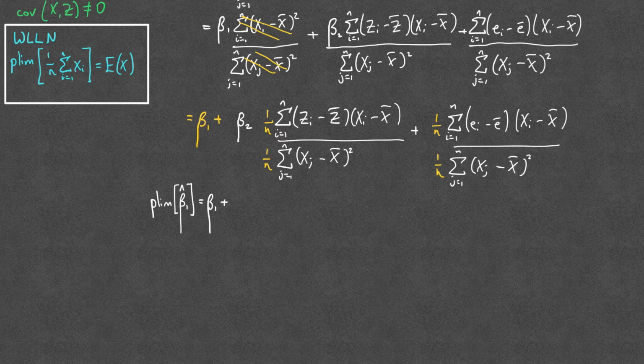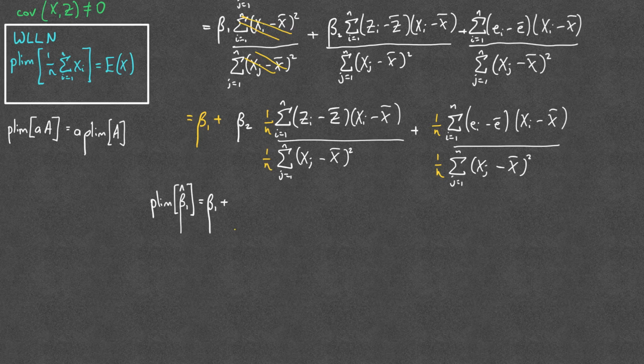Now, let's remind ourselves of some rules of probability limit. The probability limit of a constant a times a variable is just equal to a times the probability limit of that variable. So if we're taking the probability limit of this, it is going to be equal to beta 2 times the probability limit of all of that.